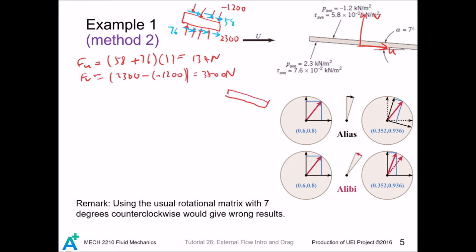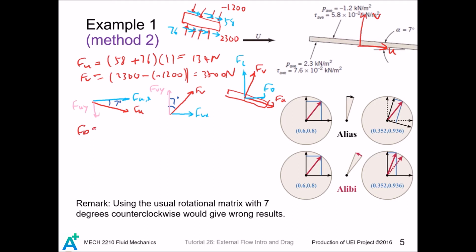We look at our plate again. Now we have these two forces. We want to find the X component of force acting on the plate and the total Y component of force acting on the plate. We do this by decomposing the forces, Fu and Fv. And this is 7 degrees, so that we can obtain expressions for the drag force and the lift in terms of Fu and Fv.